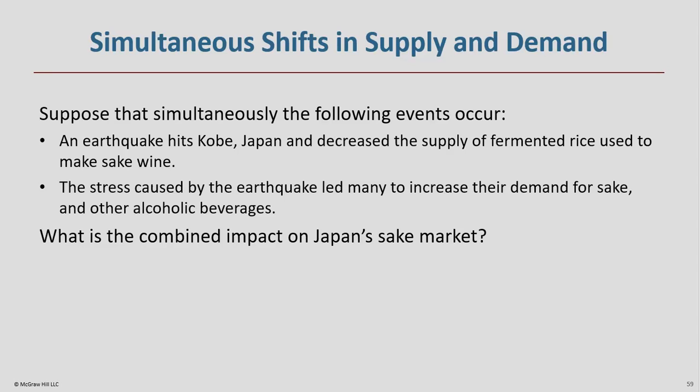An earthquake hits Kobe, Japan, and that decreases the supply of fermented rice used to make sake wine. And let's say the stress caused by the earthquake leads a lot of people to want to drink more sake wine and other alcohol. So what's going on in the market?